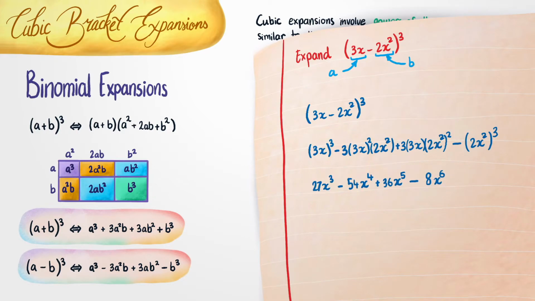So therefore we can say that expanding 3x minus 2x squared all to the power of 3 leads to 27x cubed minus 54x to the 4 plus 36x to the 5 minus 8x to the 6. So that just about completes everything I want to say about the binomial expansion. Now I'd like to talk to you about another cubic bracket expansion that is also important to know about.